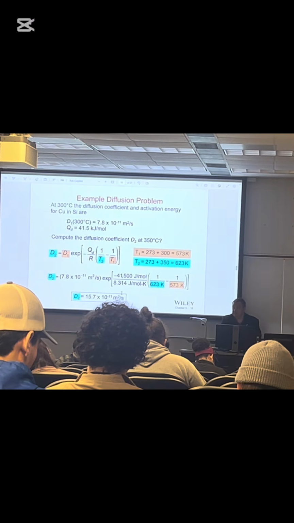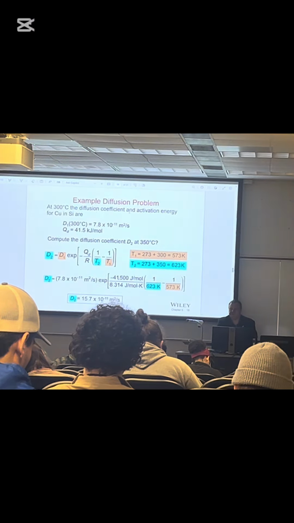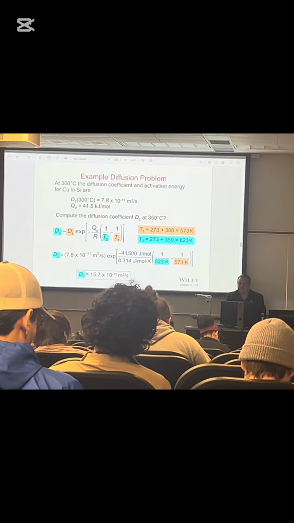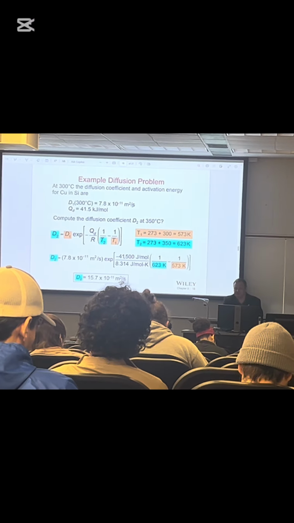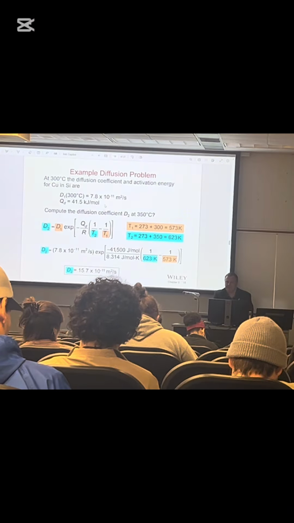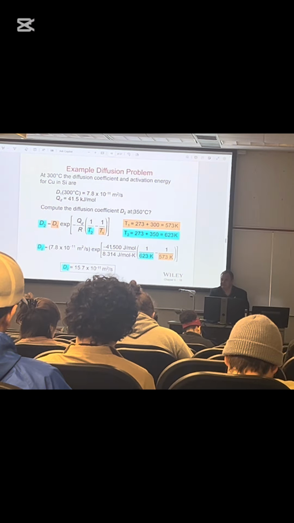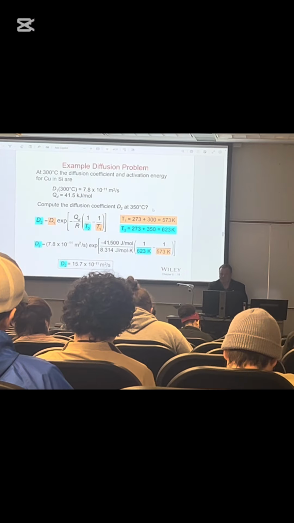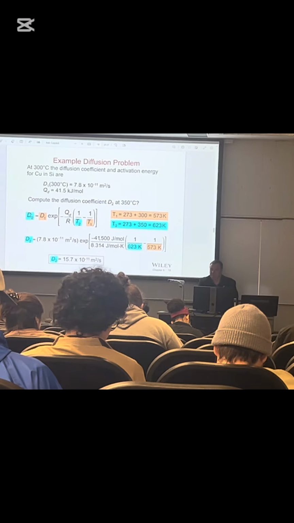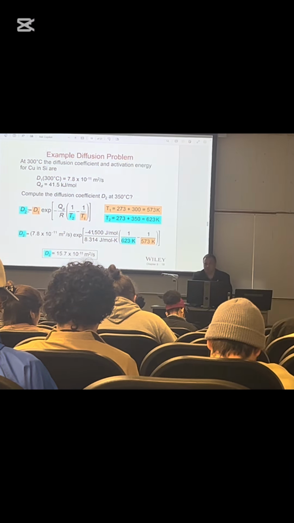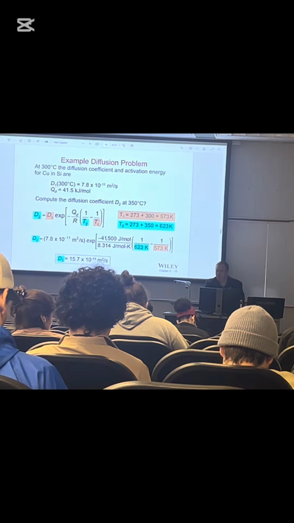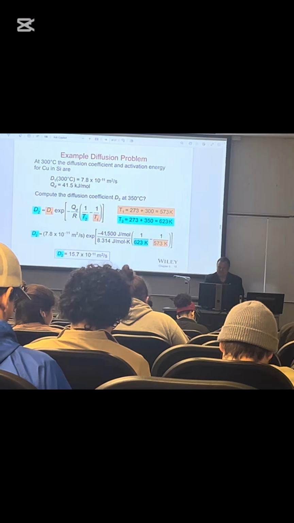Let's do an example of a diffusion problem. At 300 degrees C, the diffusion coefficient for copper in silicon is 7.8 times 10 to the negative 11 meters squared per second. And the activation energy is 41.5 kilojoules per mole. Calculate the diffusion coefficient at 350 degrees C. So, we'll plug it into the equation. D2 is equal to D1 times the exponent of minus QD over R times 1 over T2 minus 1 over T1. Boom!